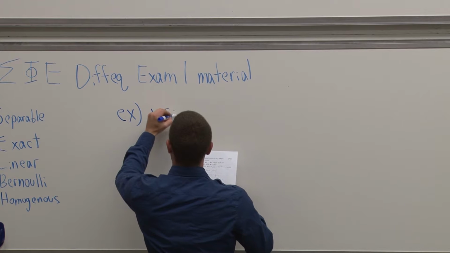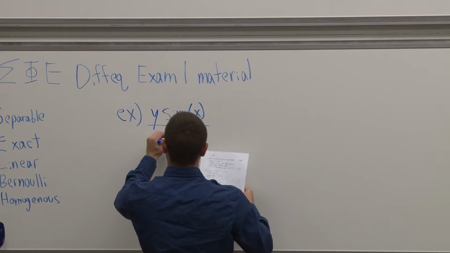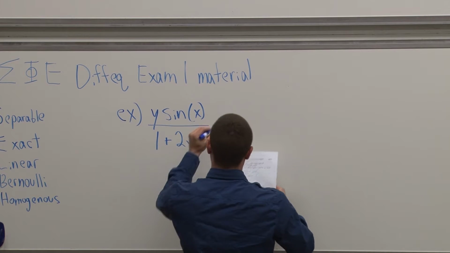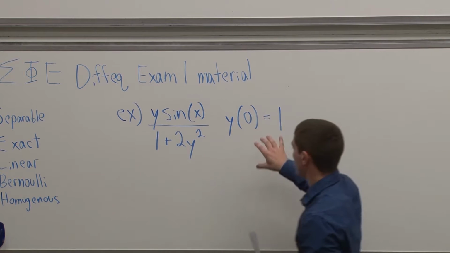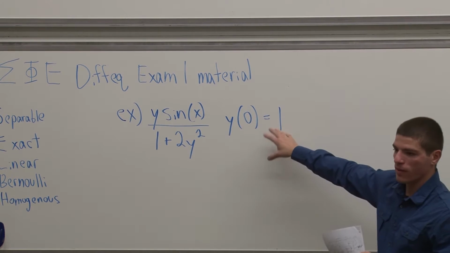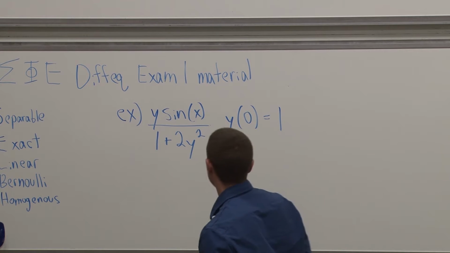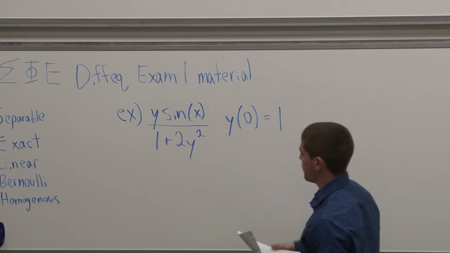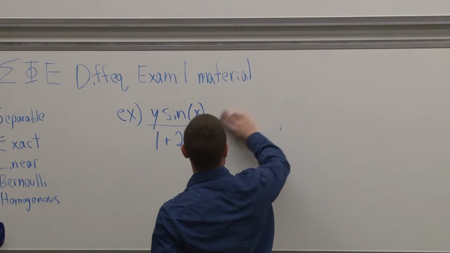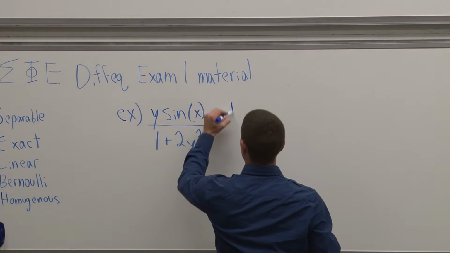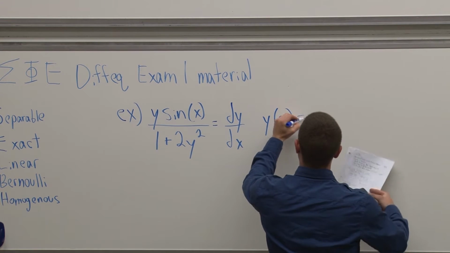So dy dx equals y times the sine of x over 1 plus 2y squared, when you have an initial condition, which is y of 0 equals 1. The initial conditions, don't panic, because those you just put in at the end to find the plus c or wherever the c might be. It should be, right? Yeah, good call. I'm off to a good start, right?